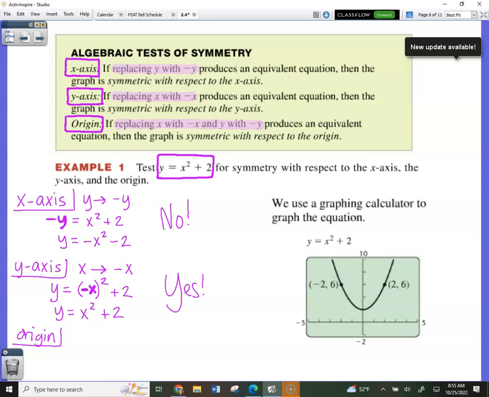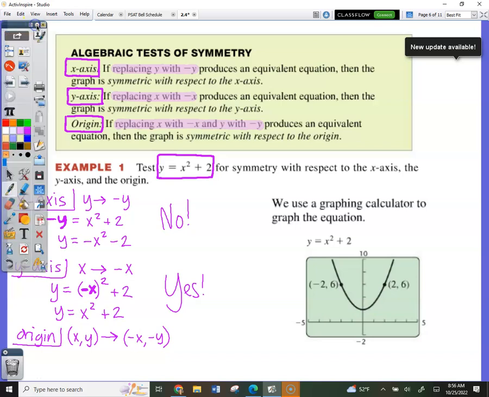Now, origin, go back to geometry, think of the rule. The rule is x, y becomes negative x, negative y. So you're going to replace negative x in the x and negative y in the y. And I am running out of room. I guess I can make that box smaller.